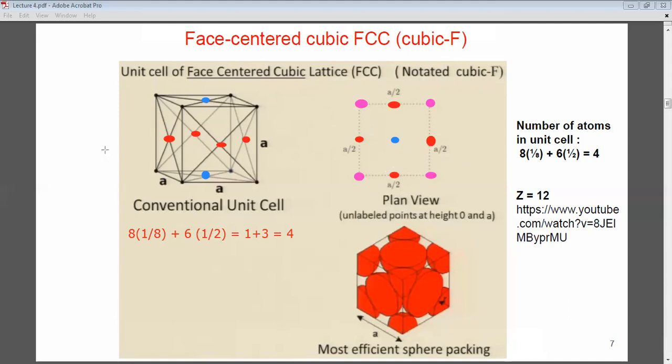Now, if we fill the lattice points with atoms, our unit cell looks like this. And this is proven to be the most efficient sphere packing. And this is why there are lots of elements that have FCC configuration: copper, silver, gold, calcium.